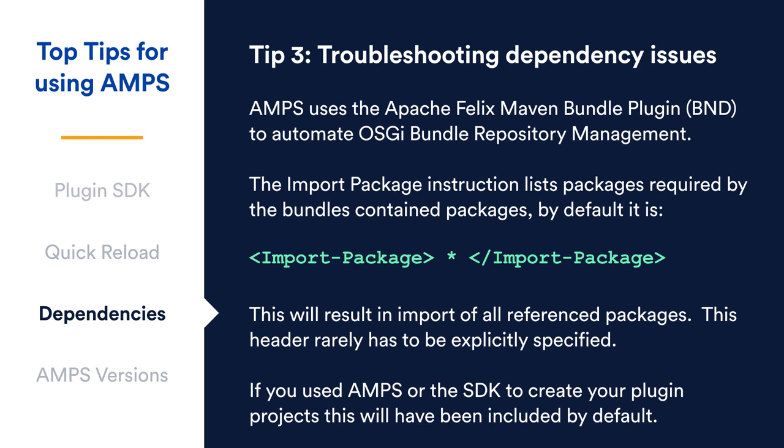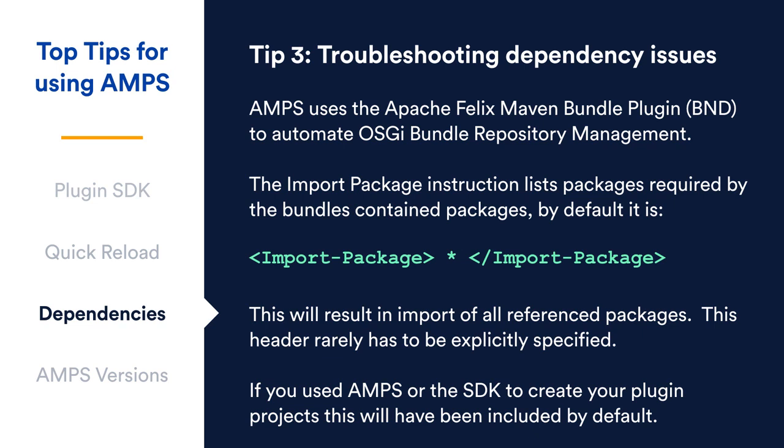So the third thing I would suggest is how to troubleshoot dependency issues. In my time working with Atlassian server ecosystem, I've been asked to look at problems with dependencies more than a few times. Maven manages dependencies based on the Maven project pom.xml. And this POM contains all the dependencies and Maven takes care of the rest. AMPS uses the Maven bundle plugin to automate OSGi bundle dependency management.